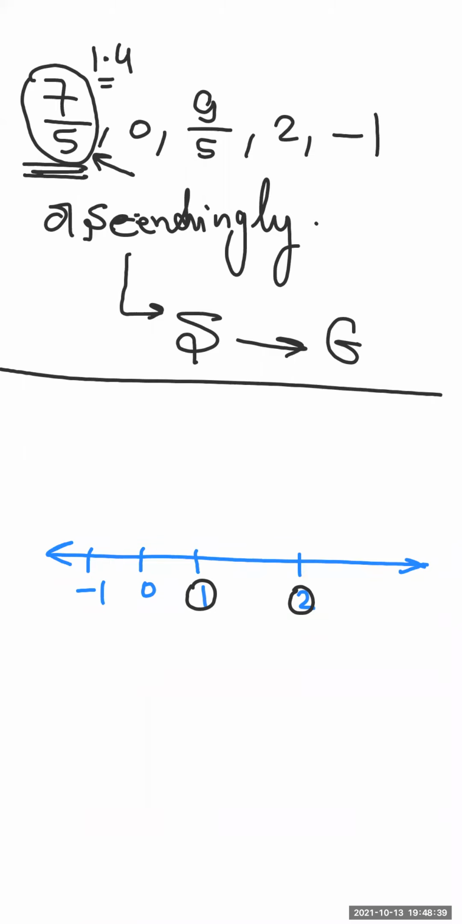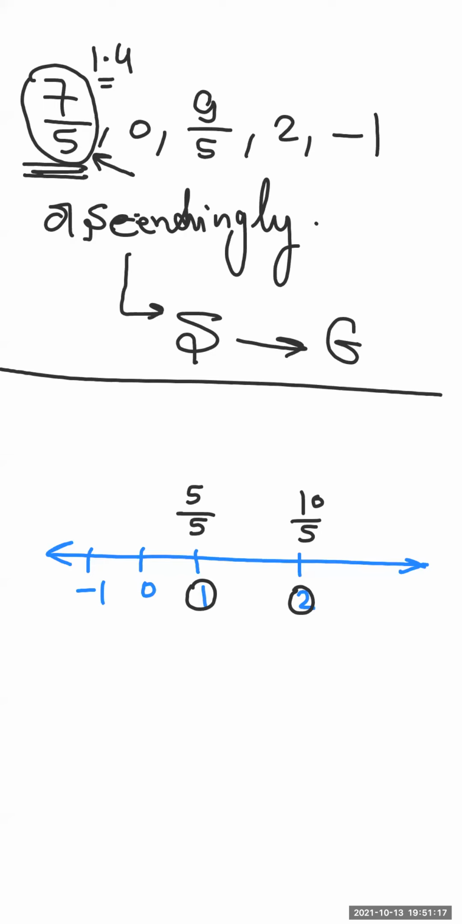Okay, so now here this one will be a number over 5, and this one also will be the same, a number over 5. How to get the numerator? Just multiply it. So 1 times 5 means 5, 2 times 5 means 10. Okay, guys? So now this one will become 5 over 5, and the other one will be 10 over 5.